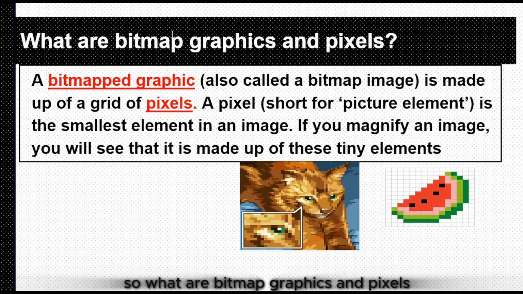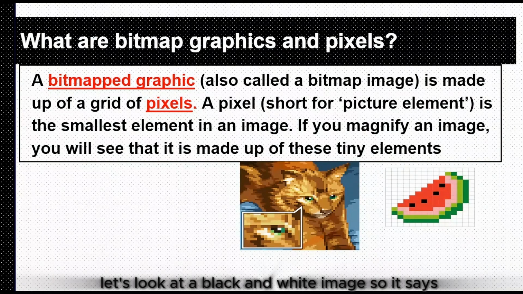So what are bitmap graphics and pixels? A bitmap graphic is made up of a grid of pixels. A pixel, short for picture element, is the smallest element in an image. What do I mean by that? It means, as you can see, there is a cat. We have enlarged its eye. We have magnified its eye, and this is the tiny element. These little tiny squares are called pixels.